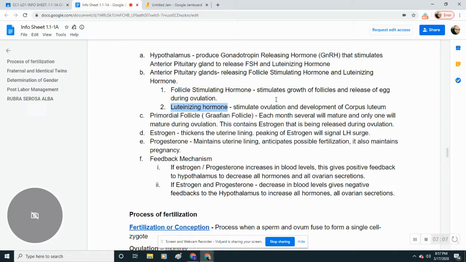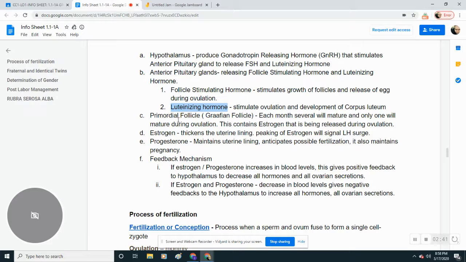Then the container, or the follicle of your egg, after the release of the egg develops into a corpus luteum. Corpus luteum is also known as primordial follicle or Graafian follicle. Each month, several will mature, and only one will mature during ovulation. This contains estrogen that is released during ovulation.